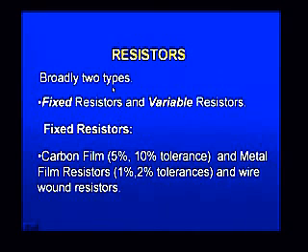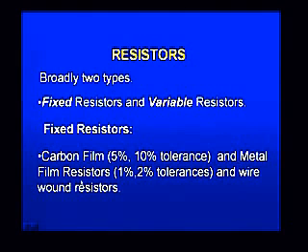Resistors can be broadly divided into two types. One is fixed resistors and the other is variable resistors. Fixed resistors means the value is fixed, it will not change during the use, whereas variable resistors, the value of the resistance can change while being used in different circuits. One of the well-known examples of fixed resistors are carbon film resistors. They have about 5 to 10% tolerance mostly. We will explain more about what we mean by tolerance.